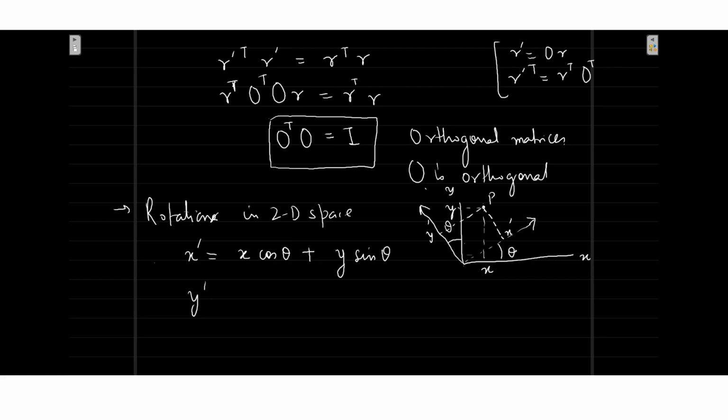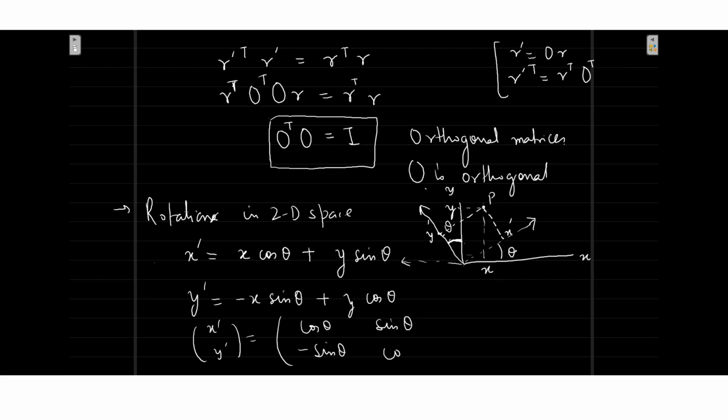What about y prime in terms of x and y? Remember, theta is the angle with the vertical one. Minus x sin theta plus y cos theta. So I can write x prime, y prime as the matrix cos theta, sin theta, minus sin theta, cos theta acting on x, y. Or simply, r prime is R theta times r.